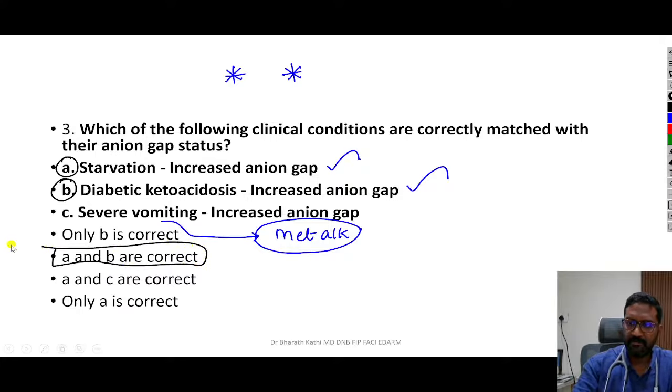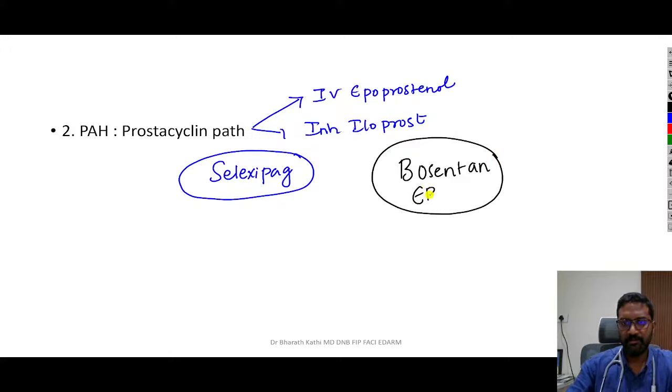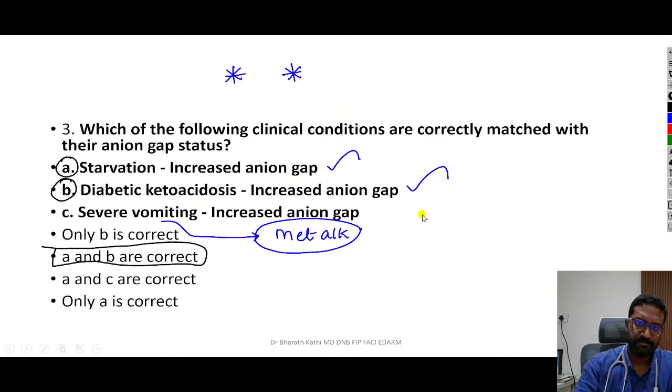Okay, I'll just check, was there a question? Yes. It was bosentan does not act on prostacyclin pathway. It is an endothelin receptor antagonist.